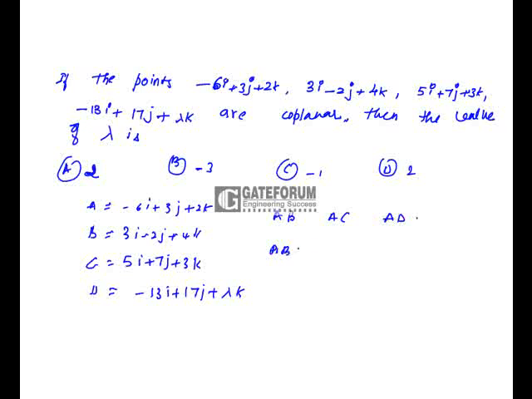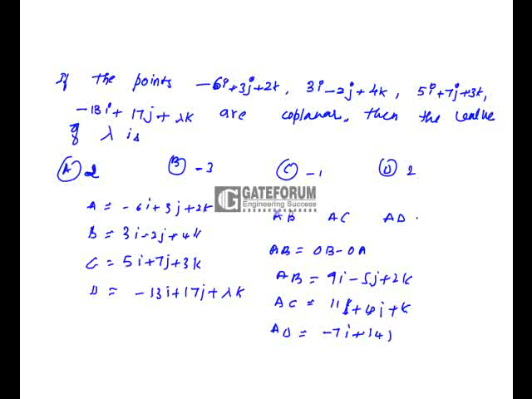Now AB is nothing but OB minus OA. So AB will be nothing but 9i minus 5j plus 2k. Similarly, AC is 11i plus 4j plus k. And AD will be nothing but minus 7i plus 14j plus lambda minus 2 times k.